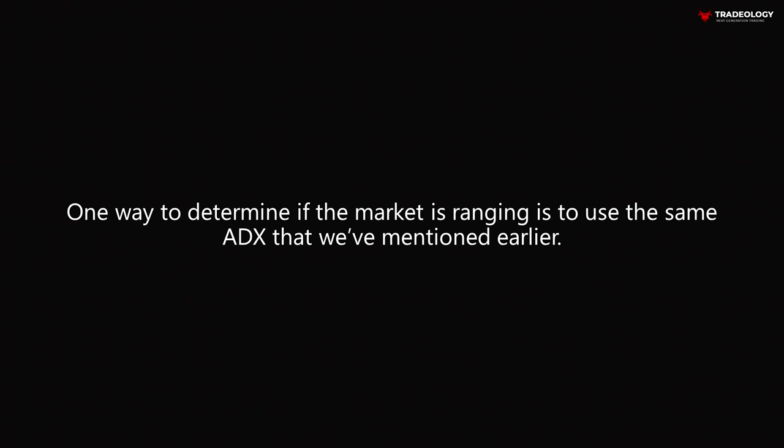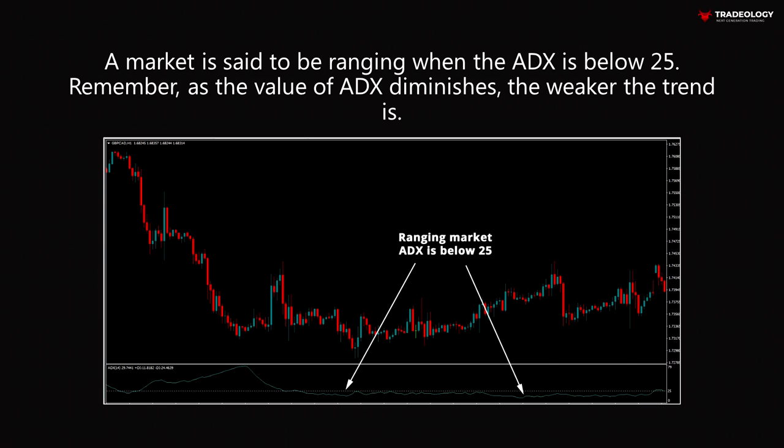One way to determine if the market is ranging is to use the same ADX that we've mentioned earlier. So a market is said to be ranging when the ADX is below 25. Remember, as the value of ADX diminishes, the weaker the trend is. So on this image, we can see clearly, where depicted with the arrows, that the ranging market is determined where the ADX is below 25, and it's flat below the 25 level there. We can also see on the image that visually the market is horizontal.